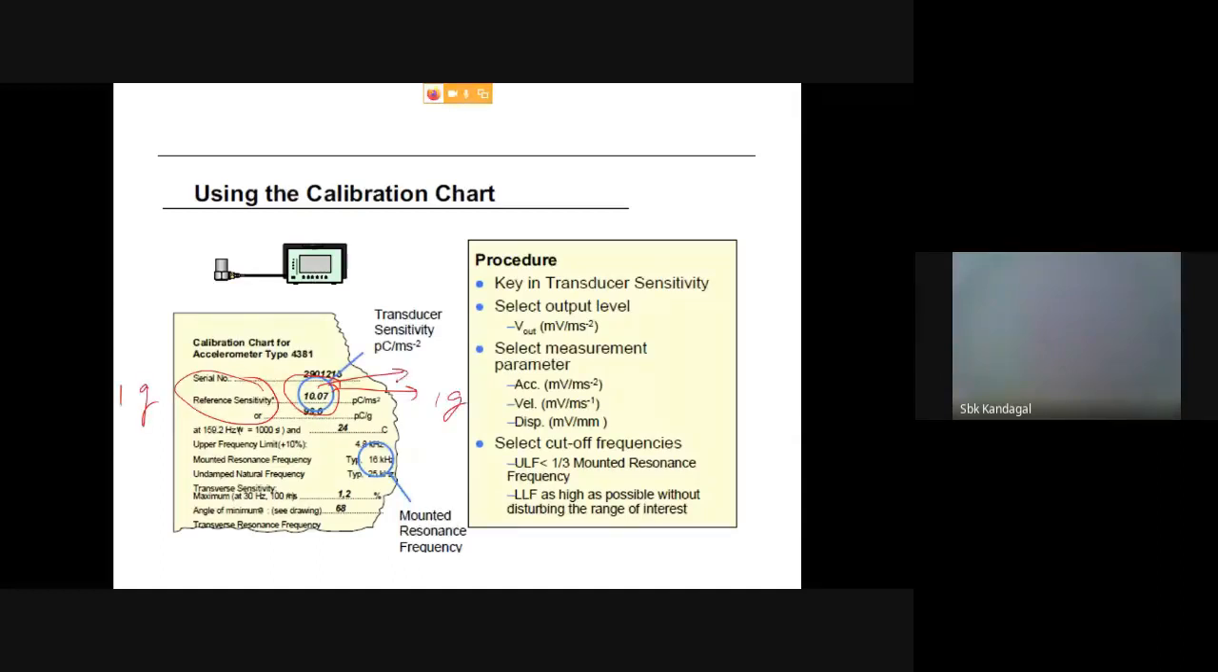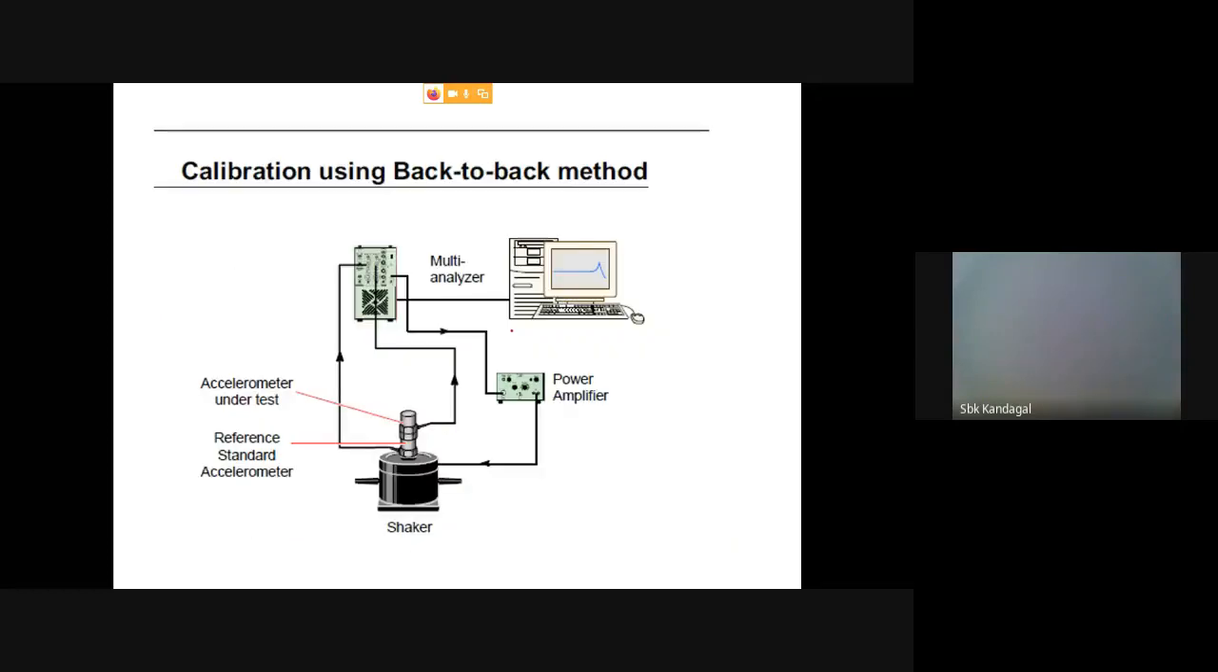Otherwise, what happens is, if you don't set this number for that accelerometer, you may get 0.9G or you may get 1.1G. So that's why for each accelerometer you have to set this sensitivity number. Okay, so that's how the important things are there in that.